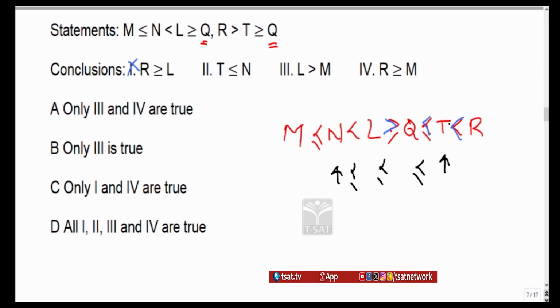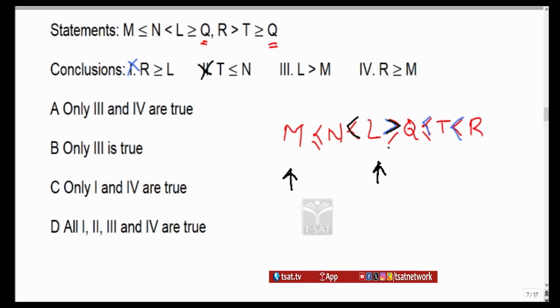But what is the problem here? Between T and N, there are opposite symbols. So here you have two opposite symbols. So whenever you see two opposite symbols, this particular conclusion also becomes wrong. Now let's see the third conclusion. L is greater than M. So you are having L and you are having M.